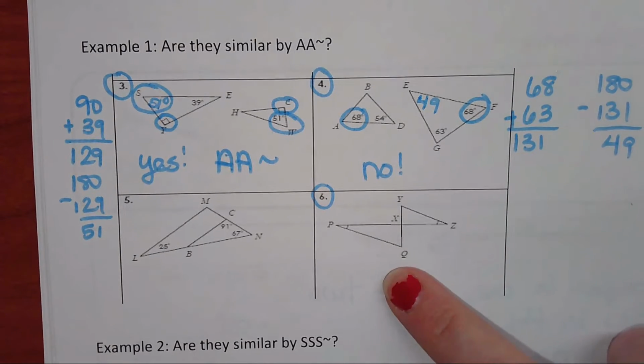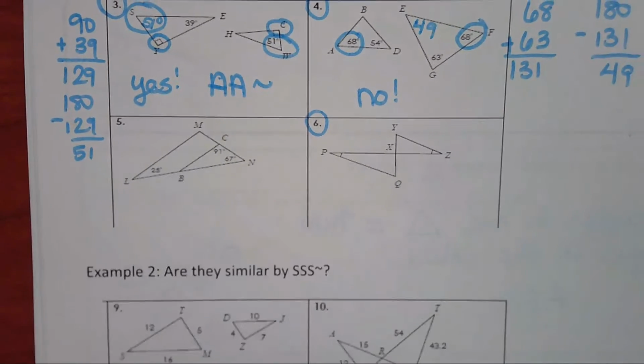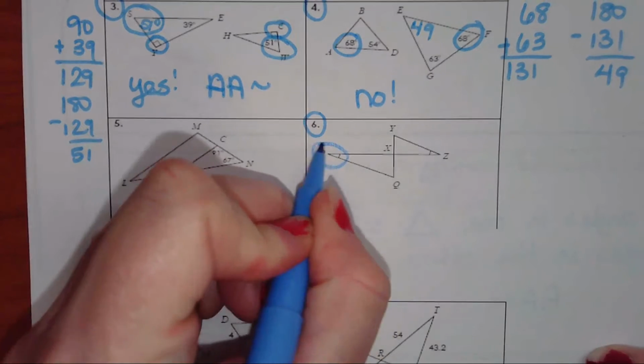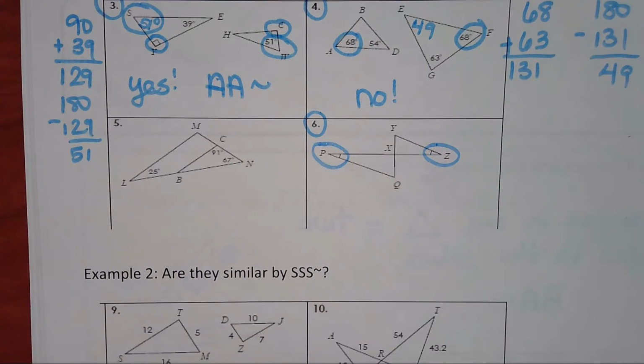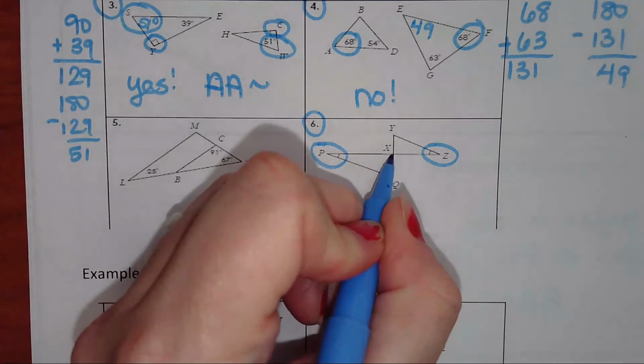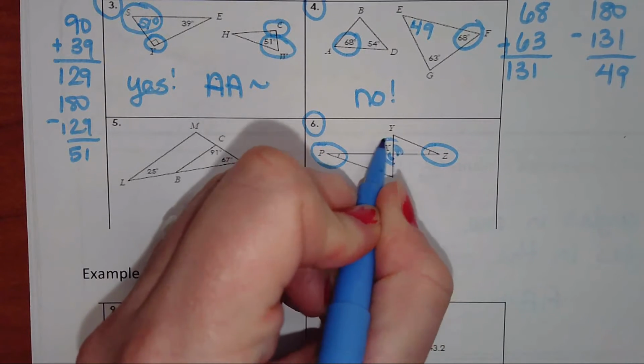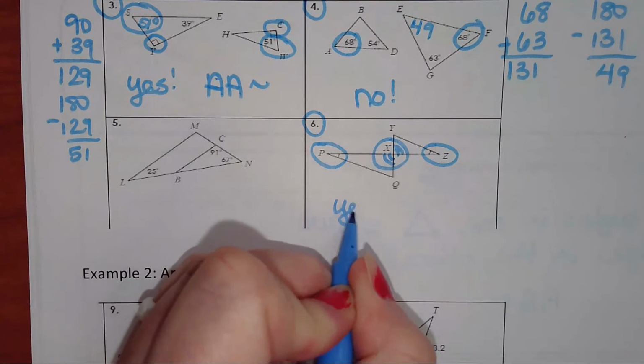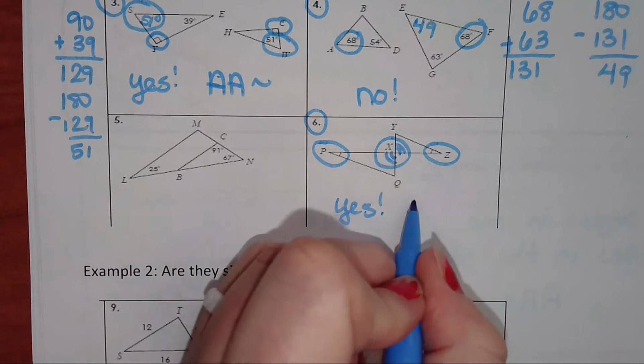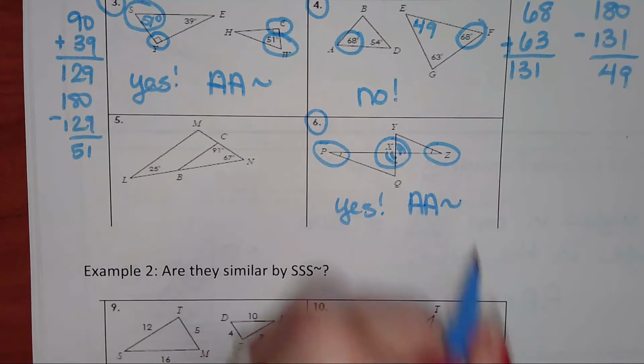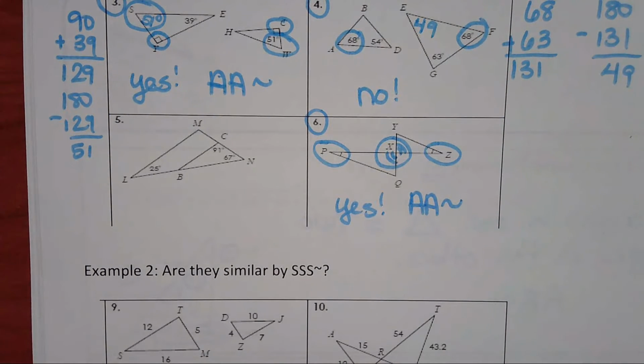And then number 6, there's no numbers involved, but we do have markings. So we know angle P and Z are the same. And then the other set of angles that I warned you at the beginning of the year are never going away are the vertical angles. So these vertical angles are also going to be equal to each other. So yes, two triangles are similar by angle, angle. So that's how you can prove angle, angle.